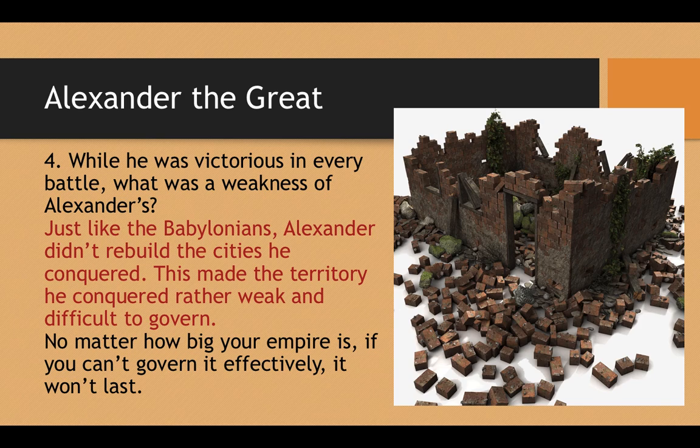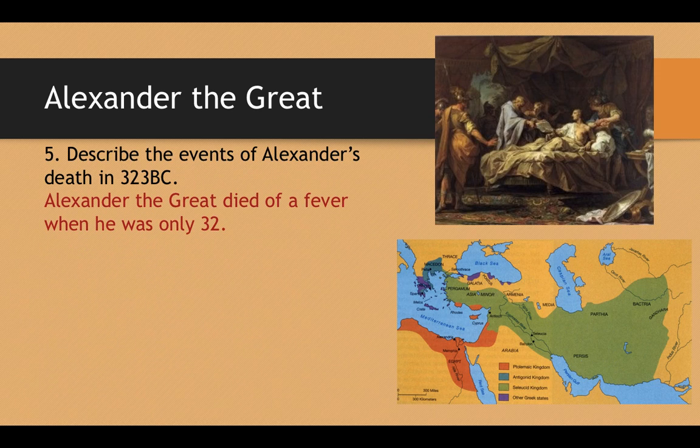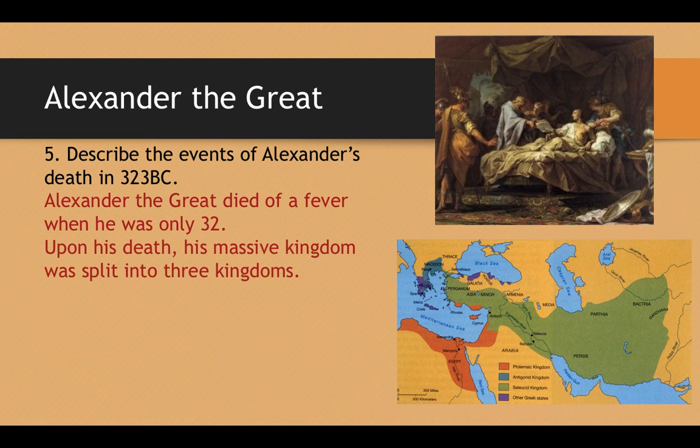And this just goes to show you, no matter how big your empire is, if you cannot govern it effectively, it's not going to last. It's certainly not going to last after you die. So Alexander died at a very young age. He died of a fever when he was only 32 years old. Now, you might think he would die valiantly in a battle, right? But he died in his bed, okay? And he was only 32 years old.